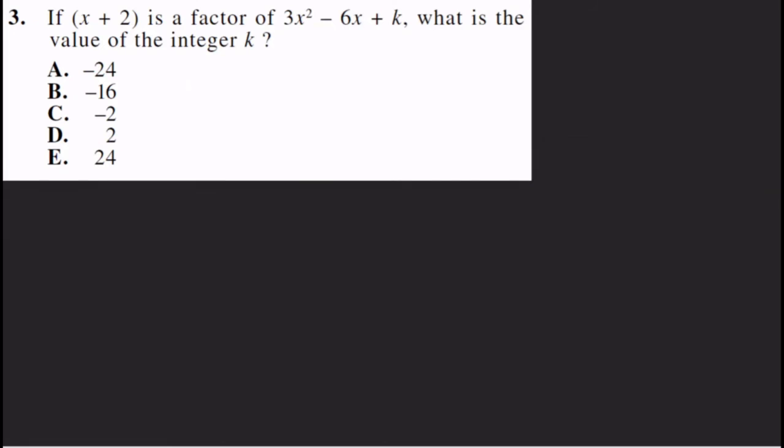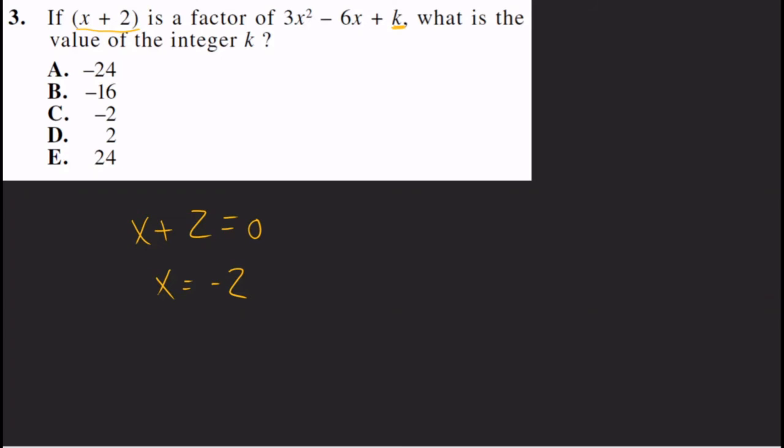Okay, so moving on to the next one. If x plus 2 is a factor of 3x squared minus 6x plus k, what is the value of the integer k? Okay, well, if we want to solve for k, we need to know the other things. We can't have two variables because we only have one expression here. So what we're going to need to do is take this factor that they've already given us and just set it equal to 0, and we'll have a solution.